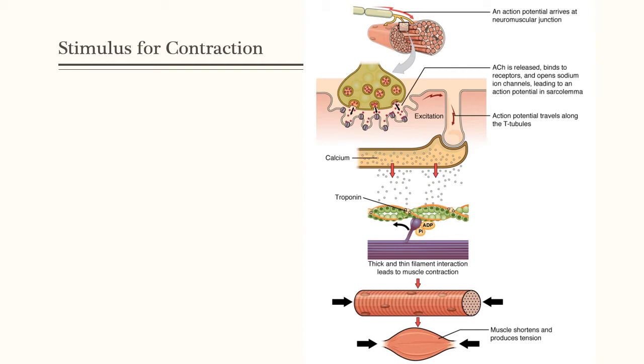The action potential travels deep in the muscle fiber through transverse tubule and causes release of calcium from sarcoplasmic reticulum. Then calcium further goes ahead and binds to thick and thin filament, and that causes sliding of these two filaments over each other. This is quite hard to understand, but in order to visualize this process, let's watch this animation.